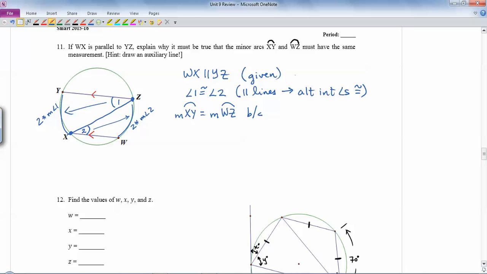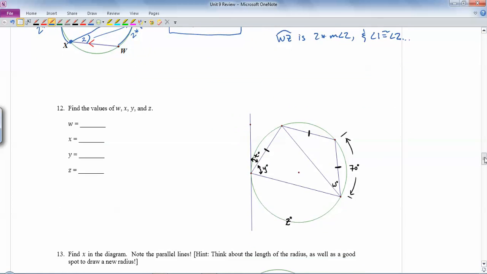because XY is 2 times the measurement of angle 1 and WZ is 2 times the measurement of angle 2, and angle 1 is congruent to angle 2. So that's how we get that those two arcs have to be the same.